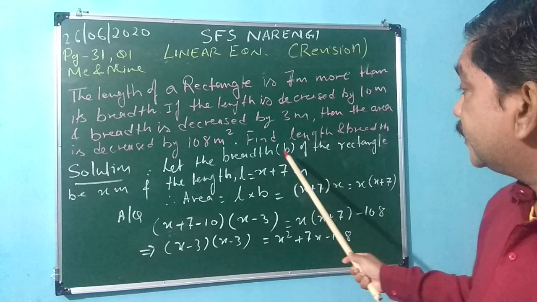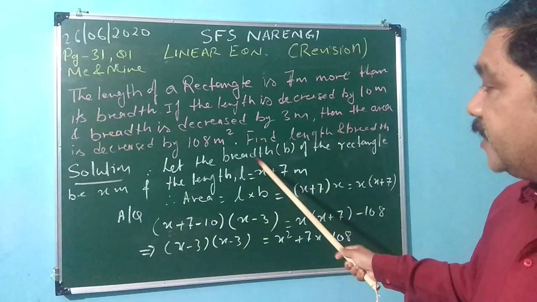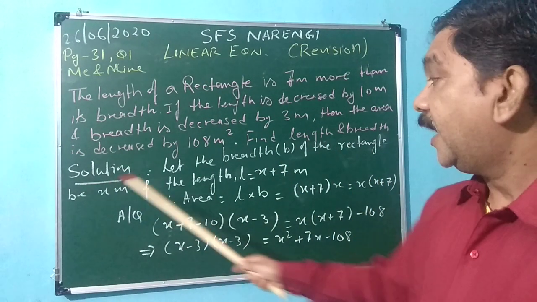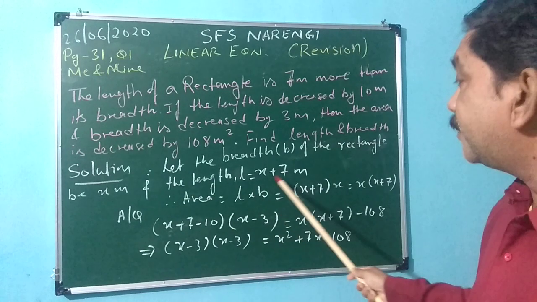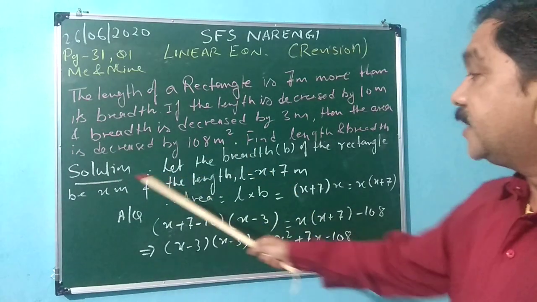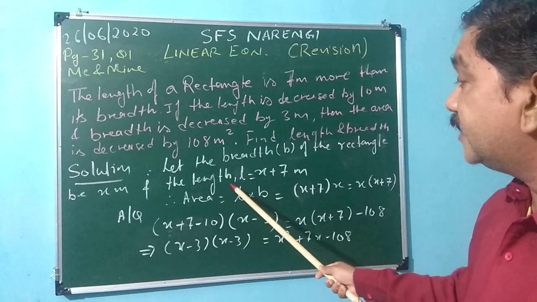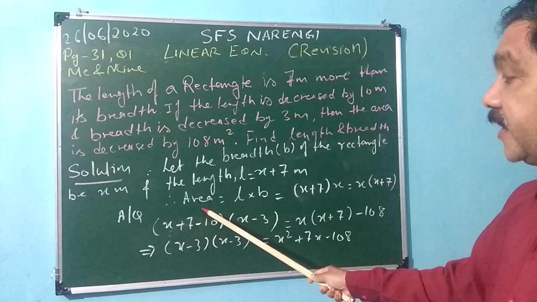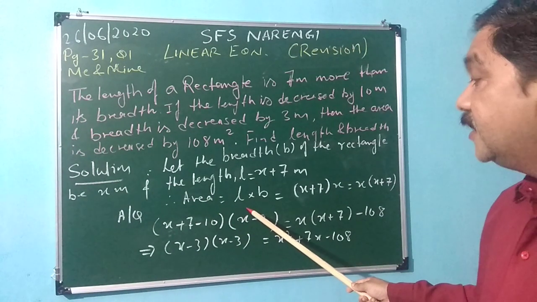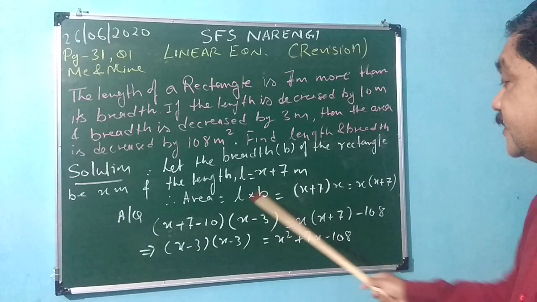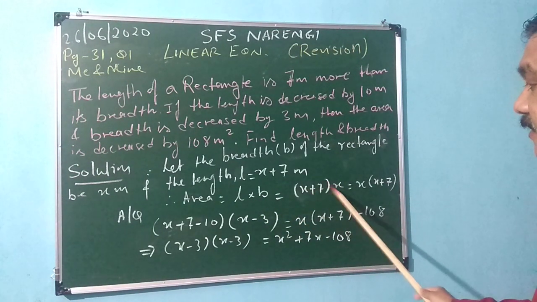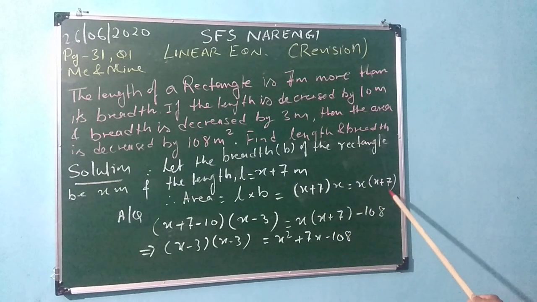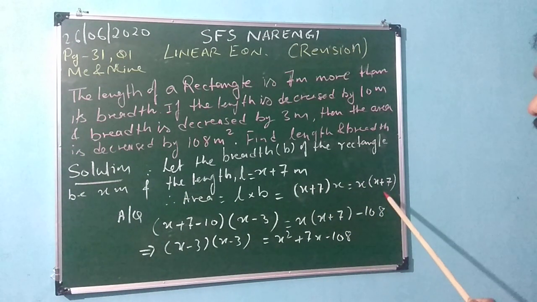Let the breadth, I have put in the bracket B, that means B stands for breadth. Let the breadth of the rectangle be x meter, and therefore the length will be x plus 7. Clear? If the breadth is x, the length will be x plus 7 because length is 7 meter more than the breadth. So what is the area in that case? The area of a rectangle, we know the formula, is length into breadth. So length is x plus 7, breadth is x, so x plus 7 into x, or x into x plus 7, the meaning is the same.